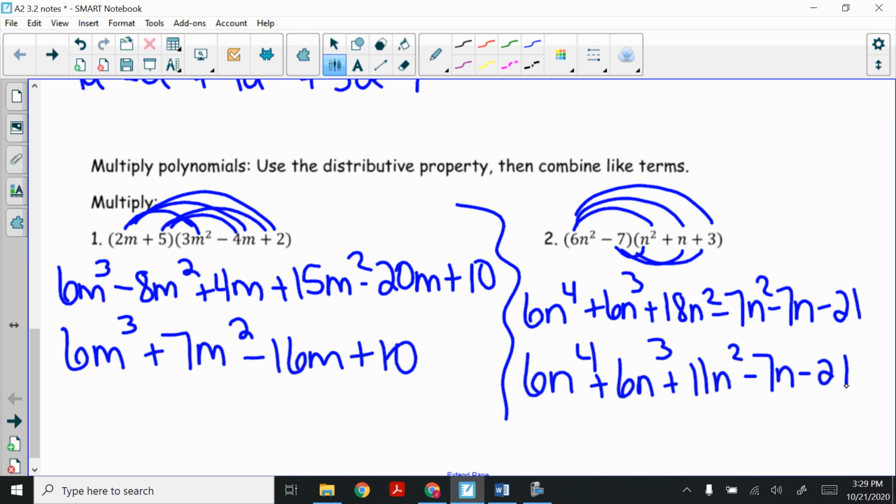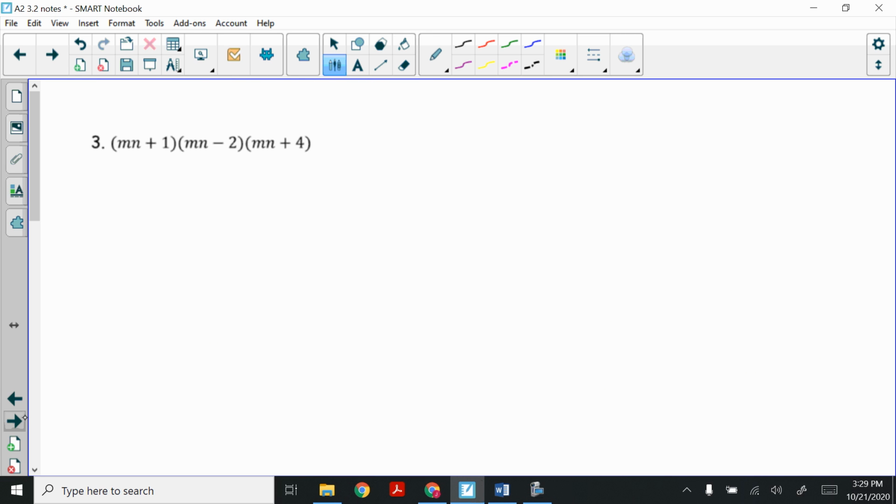All right, let's go to the back. Here I am multiplying, I have 3 of them to multiply together: mn plus 1, mn minus 2, mn plus 4. Okay? So take 2 of them and multiply together or distribute. And then we'll worry about the last one. So basically FOIL method here because they're both binomials.